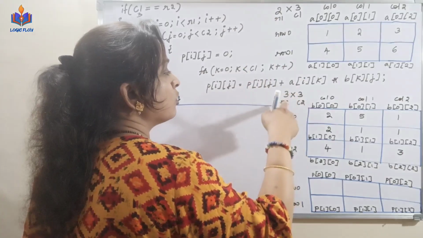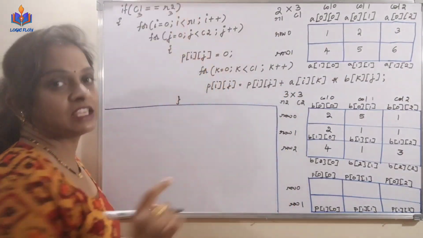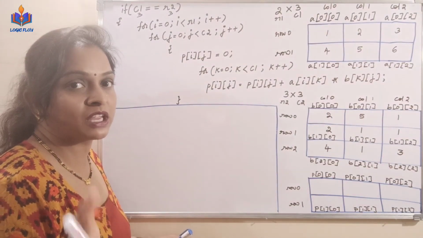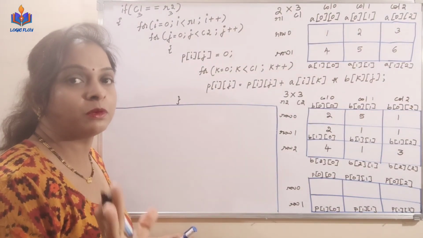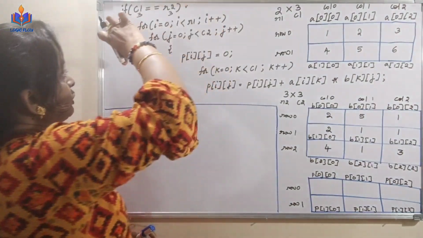Right? And rows of the second matrix is 3. Is 3 equal to 3? Yes. Condition is true, which means the matrices are compatible to do the product. Now, the condition evaluated as true.